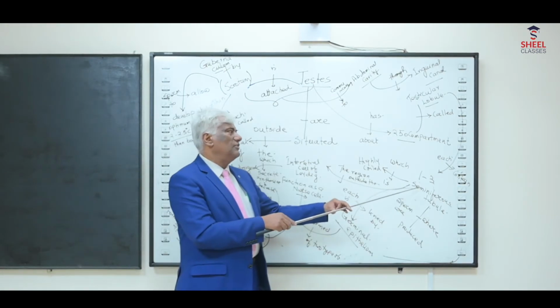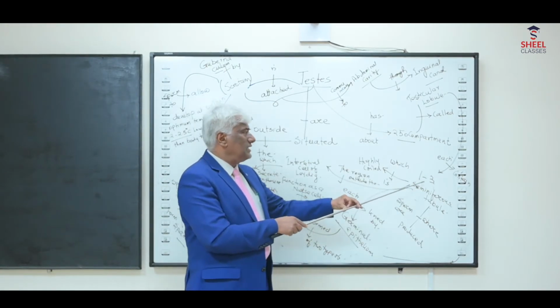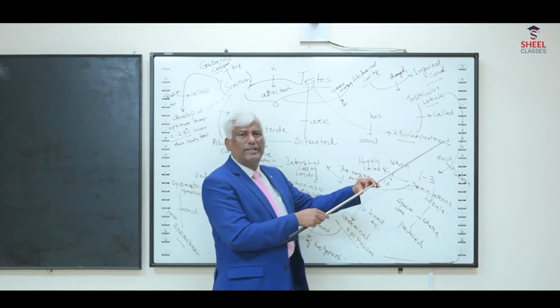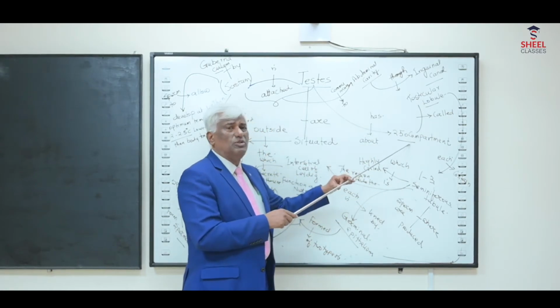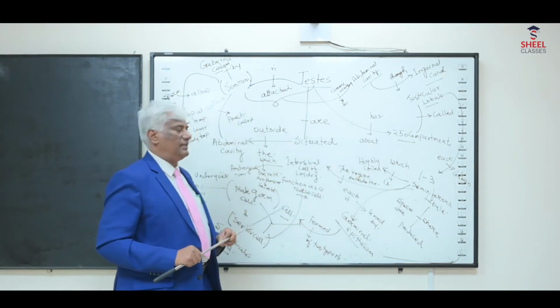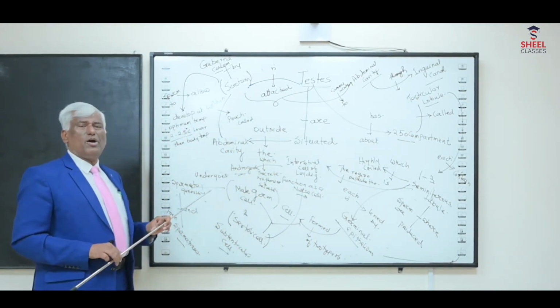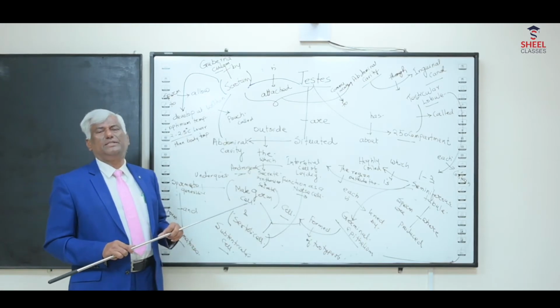And how many seminiferous tubules? 1, 2, 3. When we go from the back side, it is easy to understand. Finally there are the testicular lobules. How many testicular lobules are present in each testis? 250.